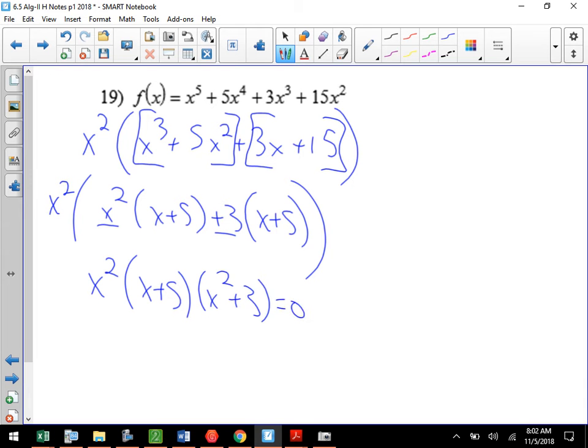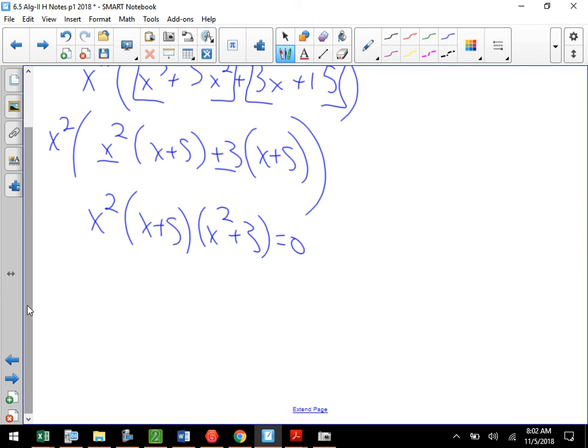Now, if I'm going to find all of my zeros in this one, well, I have 3 zeros that are real and 2 zeros that are imaginary. It's a 5th degree polynomial, so I should have 5 zeros. My imaginary ones come in here at the x squared plus 3. So those will be at plus or minus i root 3. Are we okay with that?